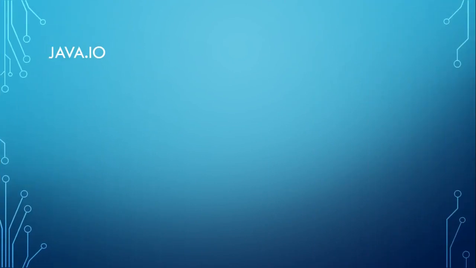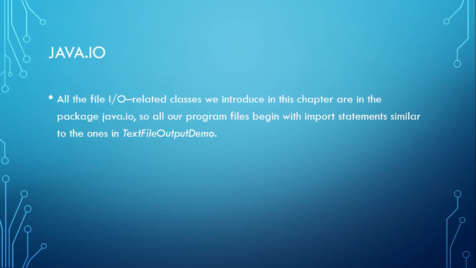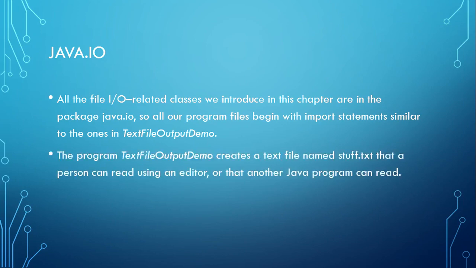So let's first analyze the pieces of it, starting with java.io. Now all the file IO related classes we introduced in this chapter are in the package java.io. So all of our program files begin with import statements similar to the ones in the text file output demo. So the program creates a text file named stuff.txt that a person can read using an editor or that another Java program can read.